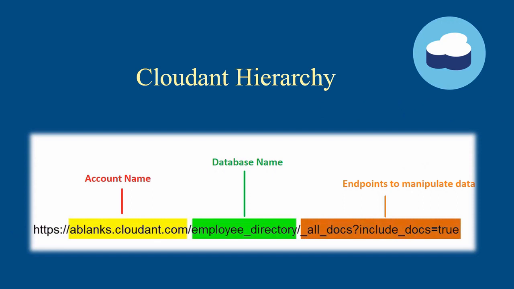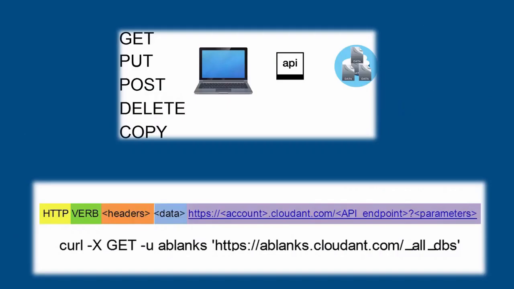Now, after we have provided our database name, then we have to define the endpoints that we are going to manipulate. Here we are going to manipulate the all docs document, and where include docs is equal to true, we want to display that document. Similarly, we could execute any of the methods GET, PUT, POST, DELETE, and COPY, where the following format: the HTTP verb, header, data, and account, anything else.